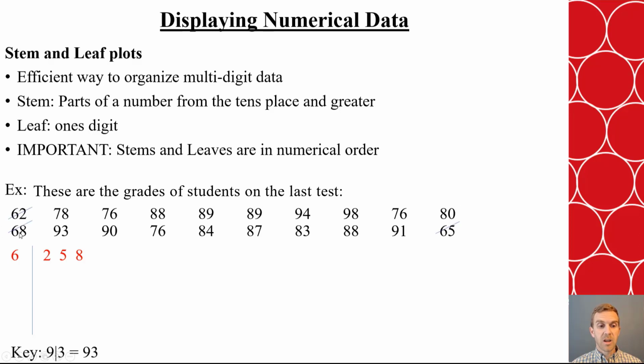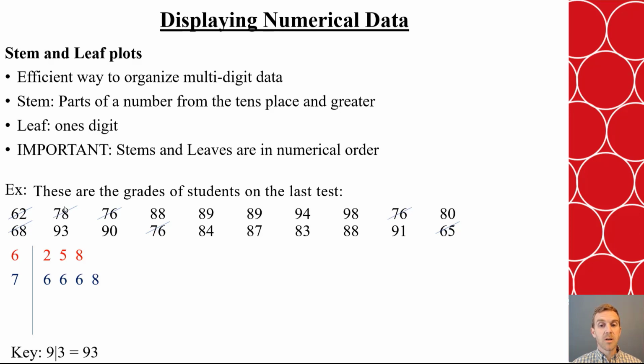We've put them in order, and we'll cross them off so that we can have those out of the way. If we go to the 70s, we're going to look for all of our 70s and put them in order. And here that would be 76, 76, 76, and then 78, because that's the numerical order, and we list each of those.